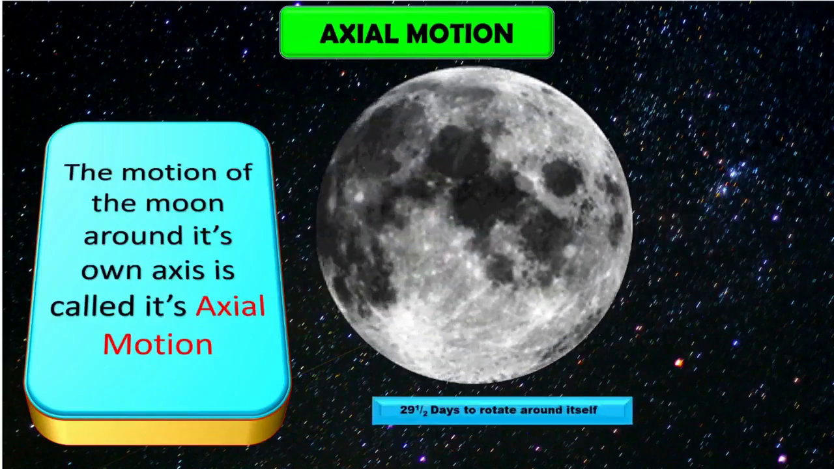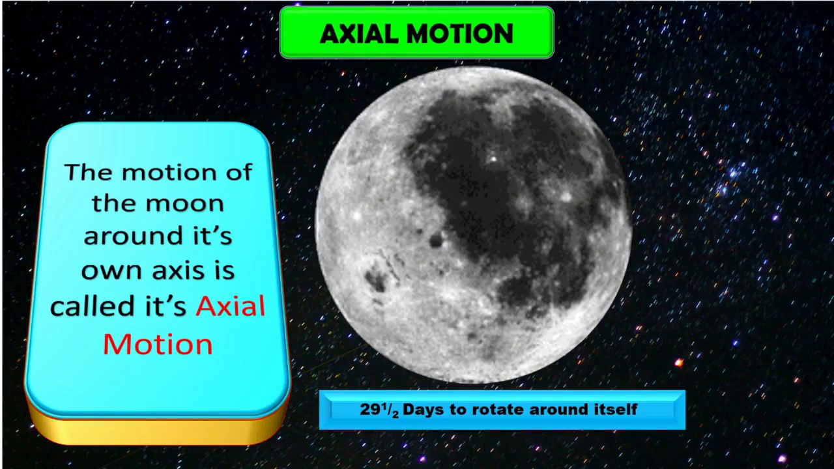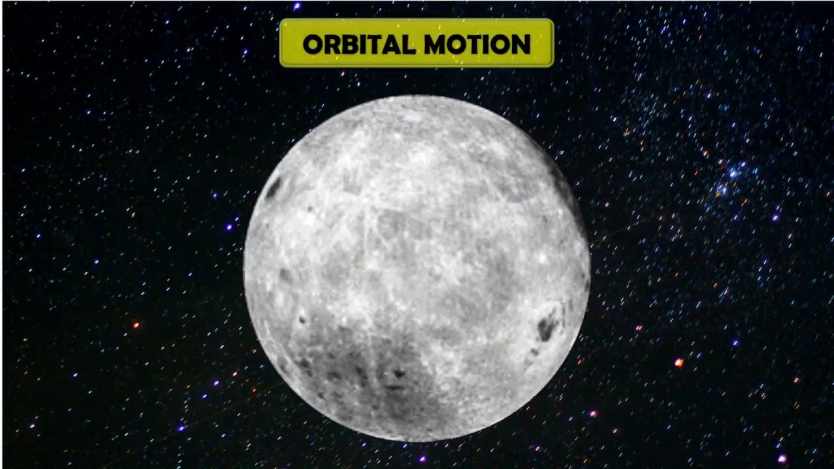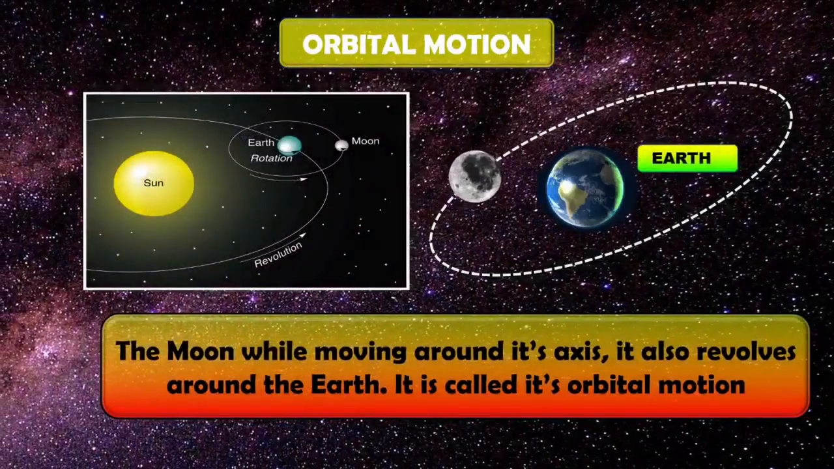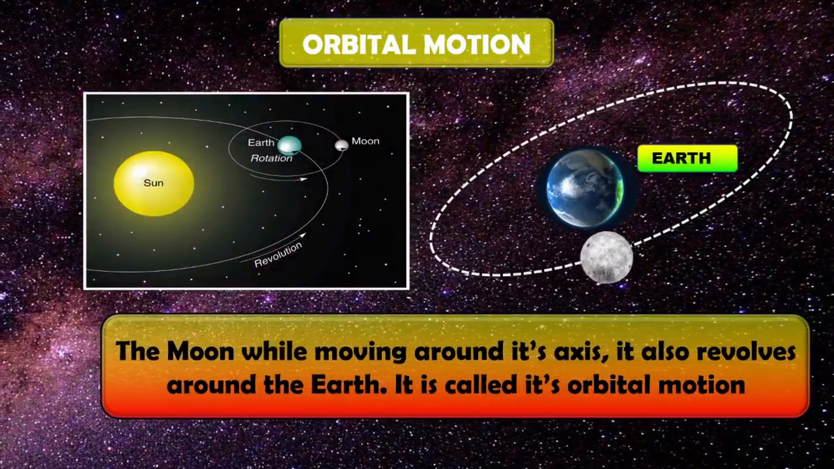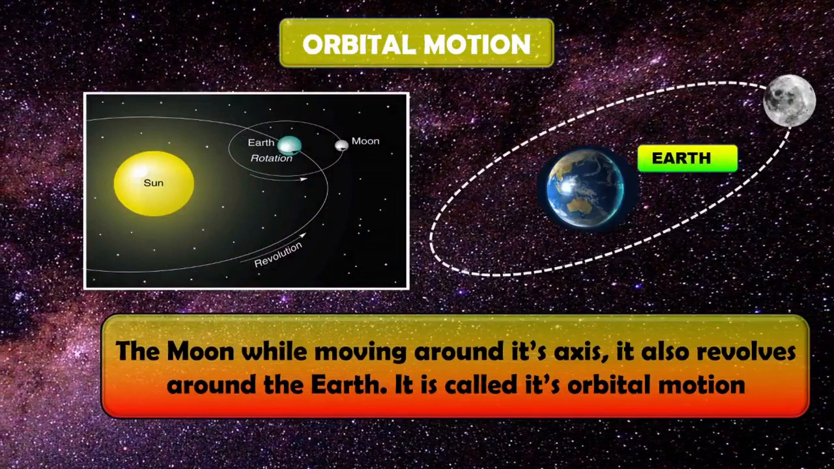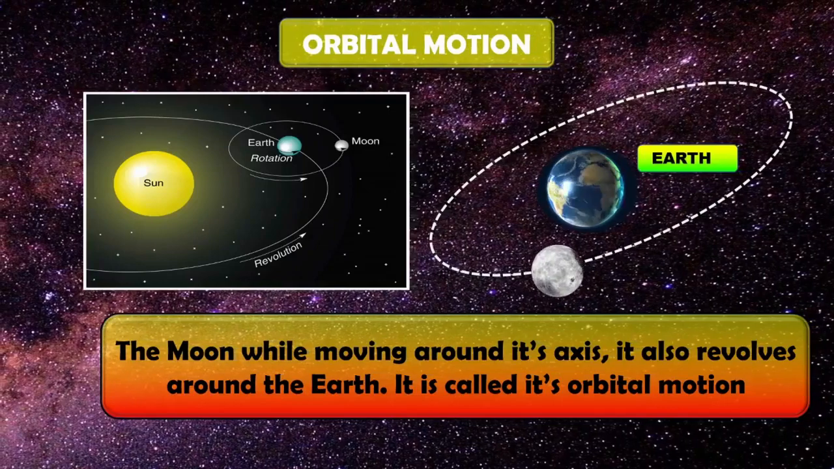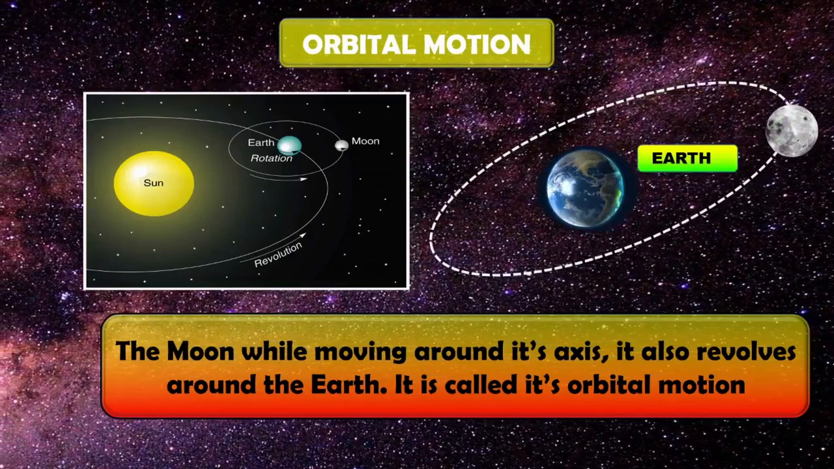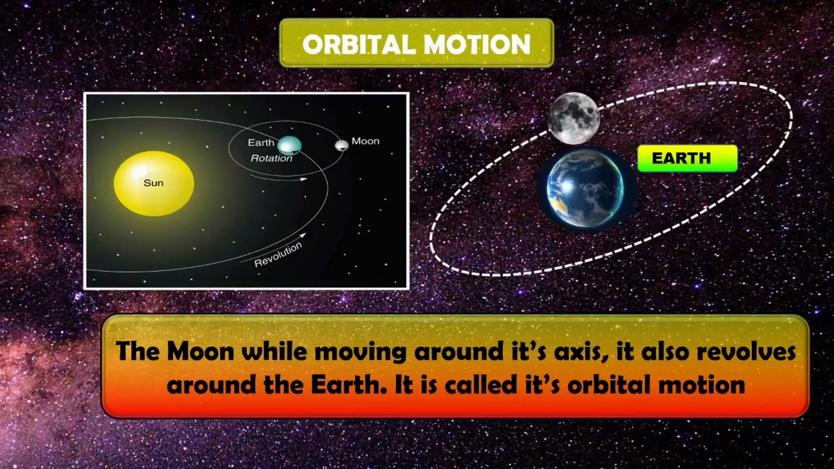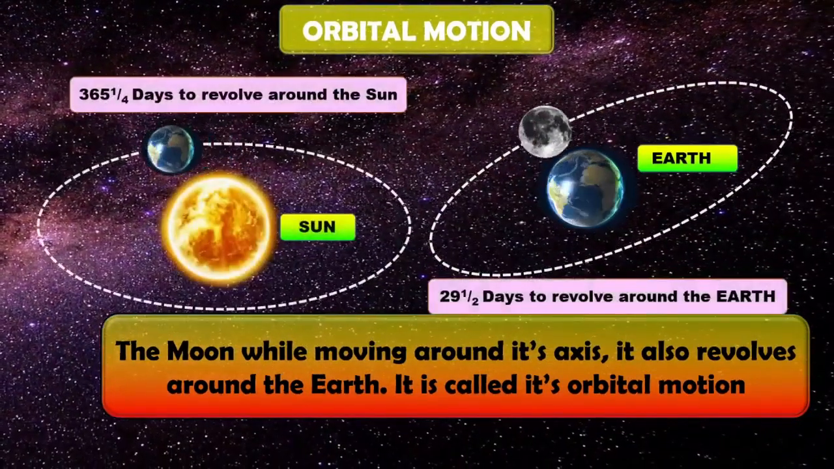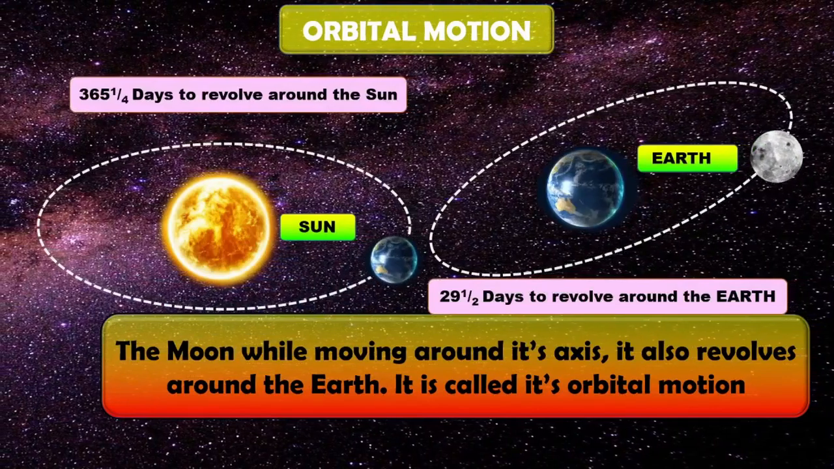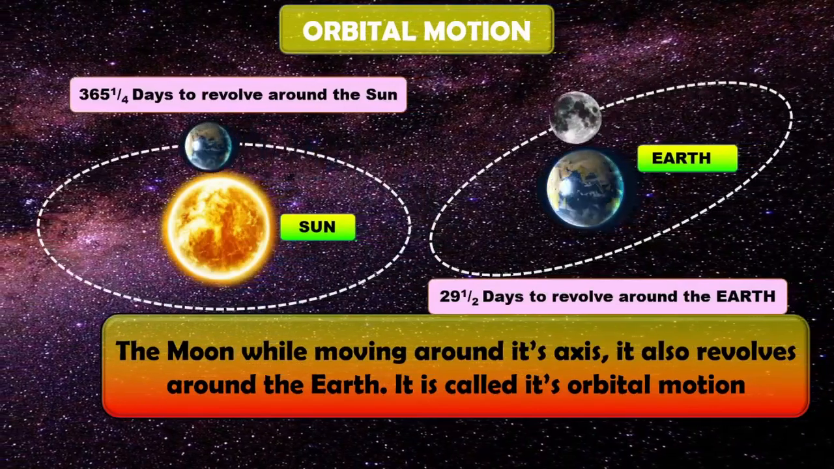Now let us study about orbital motion. The moon, while rotating around itself, revolves around the earth. It is called its orbital motion. As you all know, earth takes 365 days to revolve around the sun, whereas the moon takes 29.5 days to revolve around the earth.